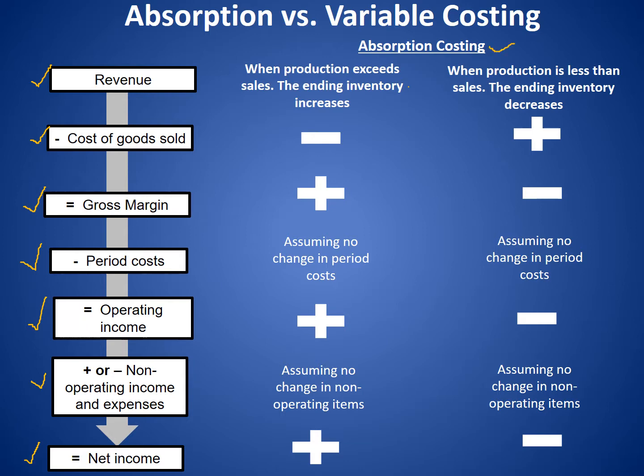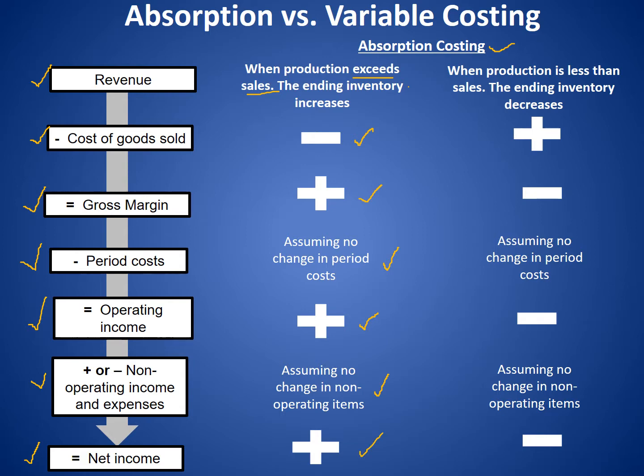Now under absorption costing, when production exceeds sales, that means our ending inventory is going to increase, which has the effect of decreasing our cost of goods sold. If our cost of goods sold decreases, we're going to subtract less against revenue. Therefore, our gross margin is going to increase. Assuming there's no change in period cost, that means our operating income will increase. And assuming that there's no change in non-operating items, that means our net income will also increase.